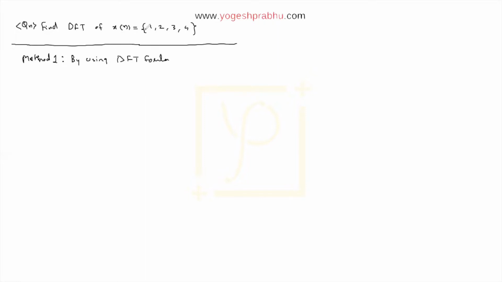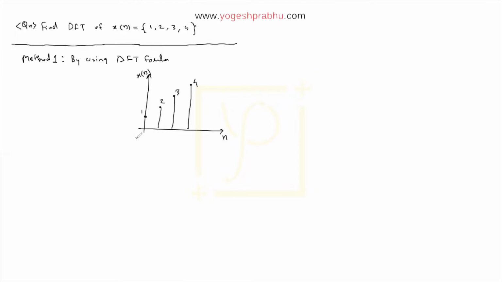Whenever I say x of n is 1, 2, 3, 4, it is clearly a discontinuous signal. So let me plot it so that you understand how exactly this x of n is. This is n versus x of n. And if I plot, the values are 1, 2, 3, 4. These are the values of x of n.